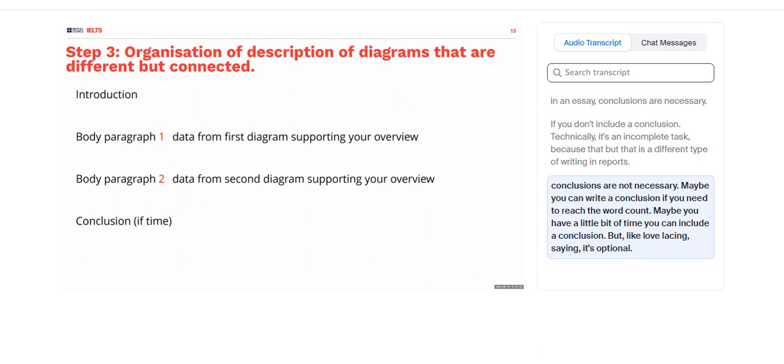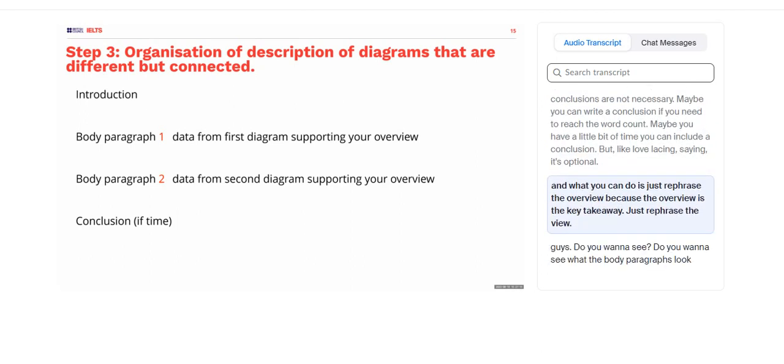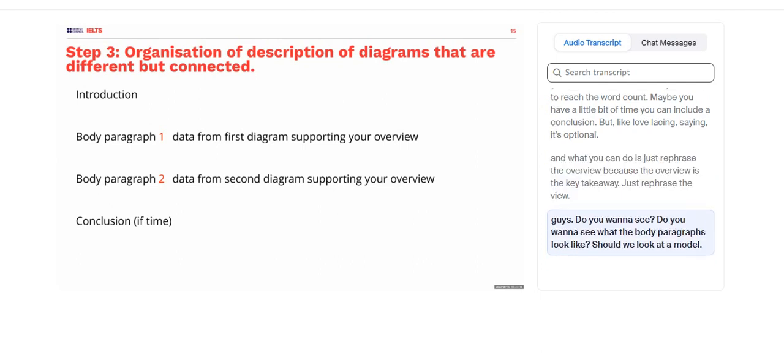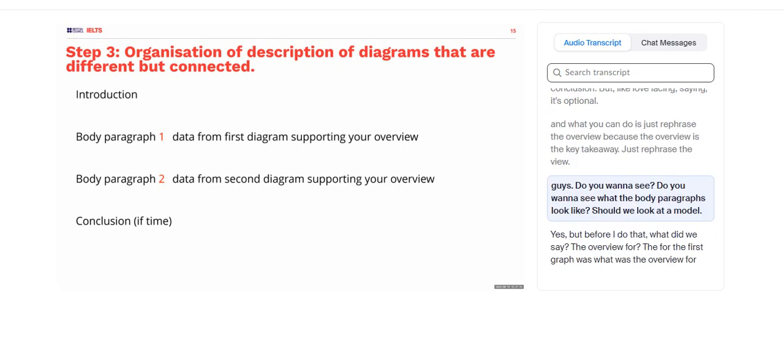Maybe you can write a conclusion if you need to reach the word count. Maybe you have a little bit of time. You can include a conclusion, but like Lovelace is saying, it's optional. And what you can do is just rephrase the overview because the overview is the key takeaway. Just rephrase the overview. Guys, do you want to see what the body paragraphs look like? Should we look at a model?